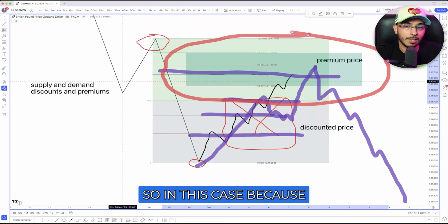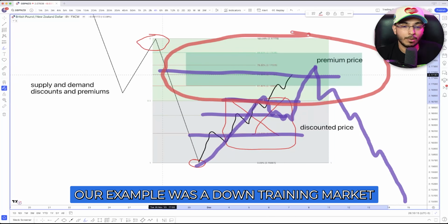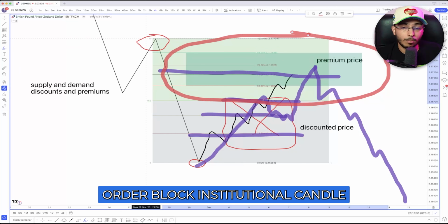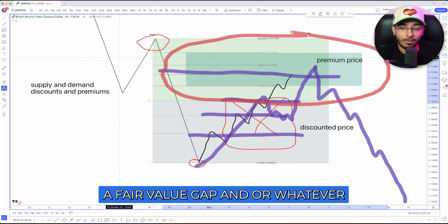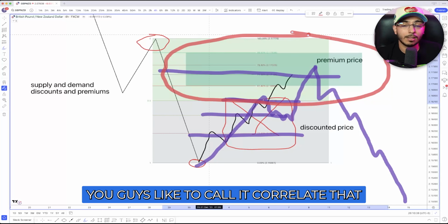So in this case, because our example was a downtrending market, I would only recommend you looking for an entry to sell above the 50%. And then on top of that, I would try to correlate a fib level, maybe a harmonic, an Elliott wave, maybe a supply and demand zone, an order block, institutional candle, a fair value gap and bounce, whatever you guys like to call it. Correlate that in this zone from the 61 to 88.6, and I promise you, you're going to have a good time.